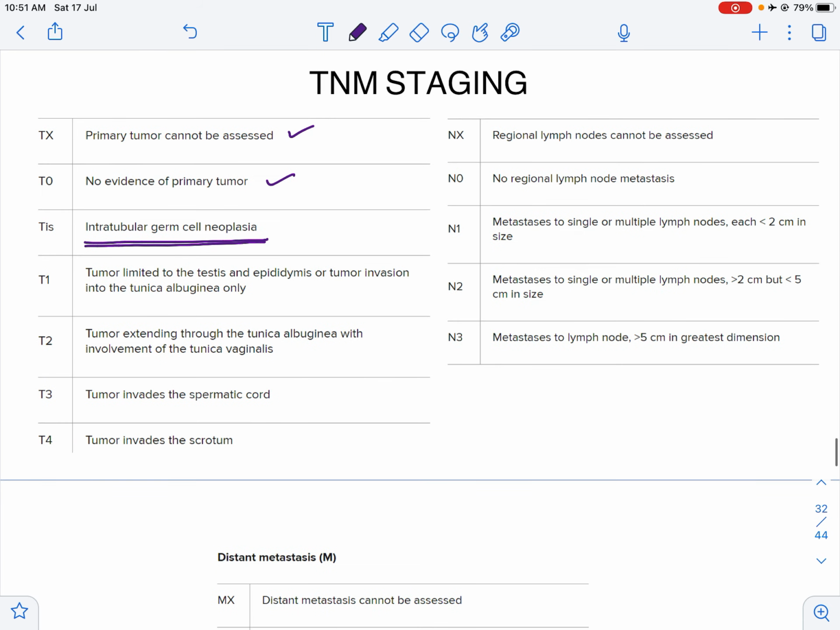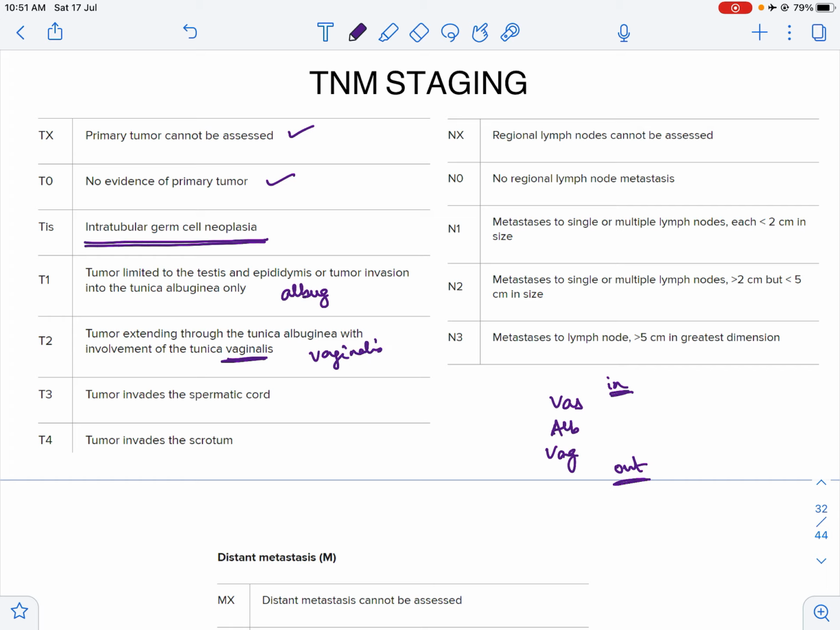Now, to understand T1, T2, T3, T4, let us first recap the layers of the testis. From inside to outside, we first have the vasculosa, then we have the albuginea, and then we have the tunica vaginalis. So this is in, this is out. So in T1, the tumor invades the albuginea. It is up to the albuginea. In T2, it is vaginalis which is involved.